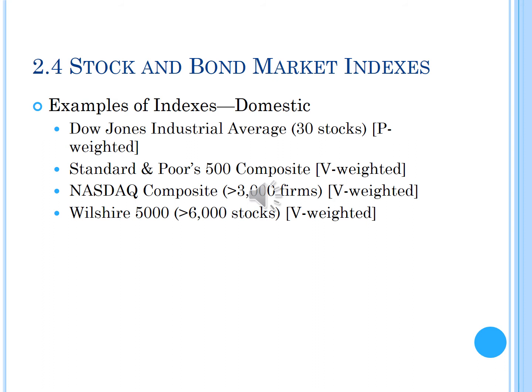The other one is Standard and Poor's 500. This one is a composite index that contains 500 of the largest companies in the United States based on their market capitalization values. And this one is a value weighted index. The other one is the NASDAQ composite. This one includes more than 3,000 firms. This index is also value weighted. Now, the largest one amongst these examples is the Wilshire 5000. Despite the name, it actually contains more than 6,000 stocks, and this index is also value weighted.